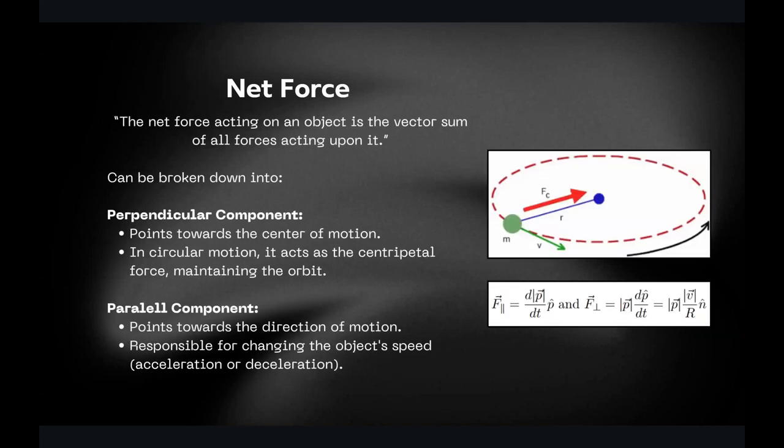The net force acting on an object is the vector sum of all the forces acting upon it. It can be broken down into perpendicular and parallel components. The perpendicular component points towards the center of motion, and in circular motion, it acts as a centripetal force maintaining the orbit. The parallel component points towards the direction of motion and is responsible for changing the object's speed.